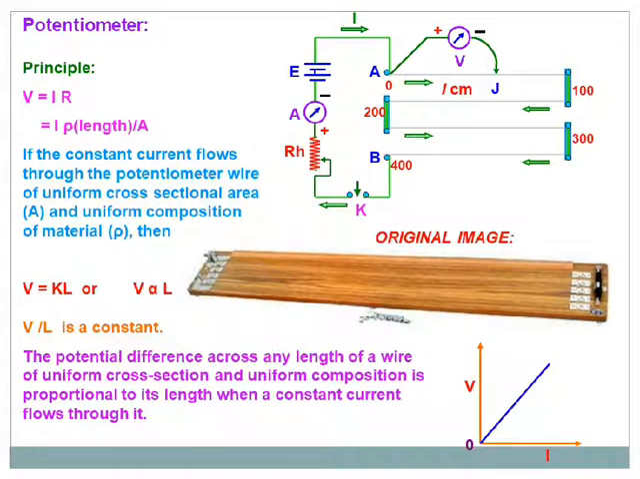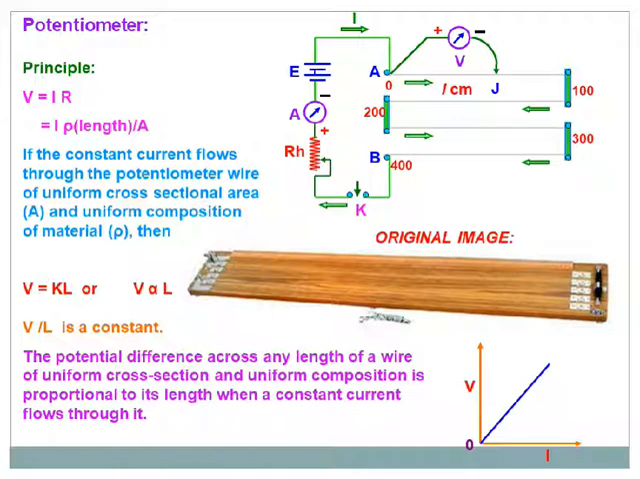Potentiometer. Potentiometer is a device which is used to find out the potential difference between 2 points connected by a conducting wire. Even a potentiometer is used to find out the EMF of a cell, to compare the EMF of two cells, and to find out the internal resistance of a cell.